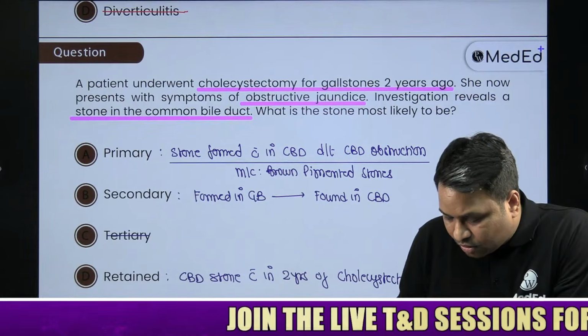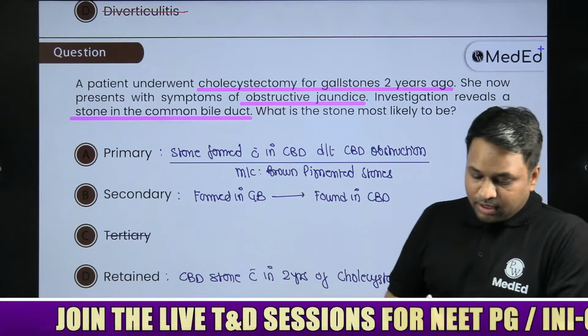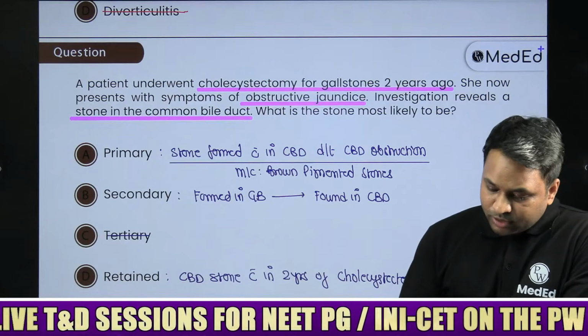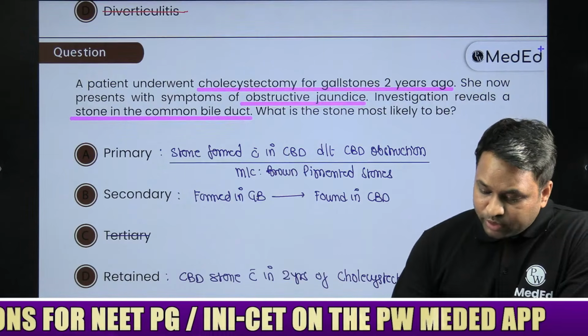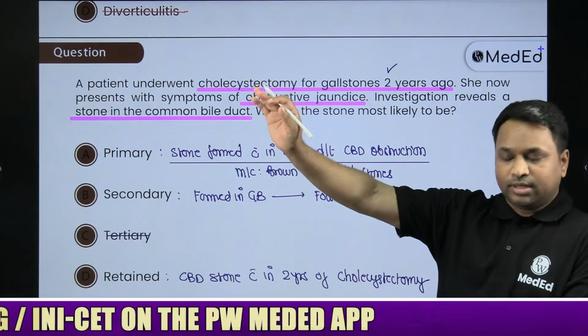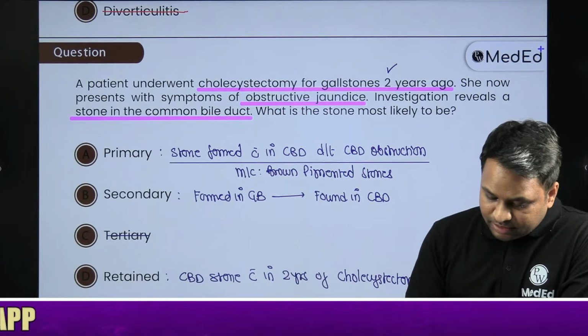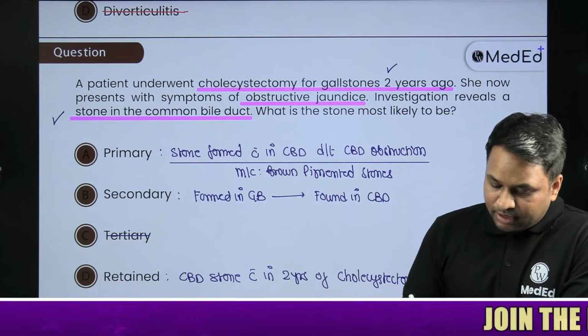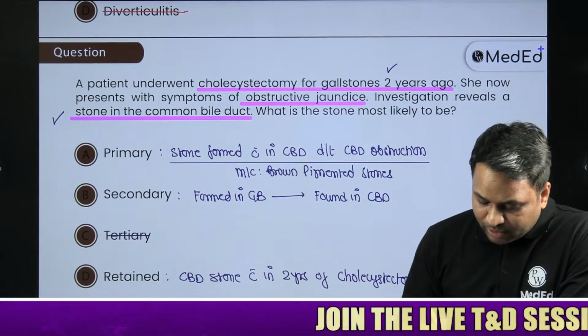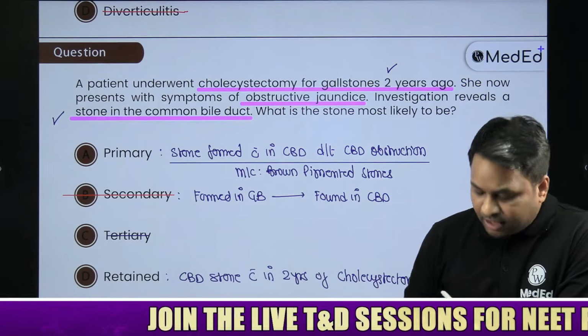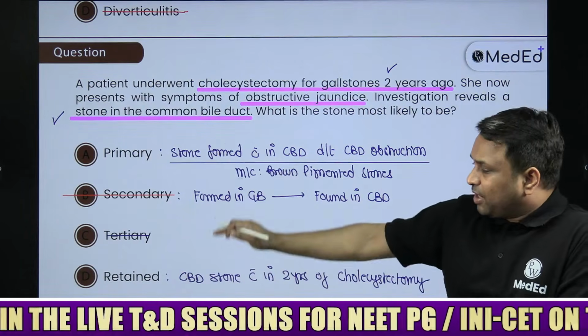Within 2 years of cholecystectomy, right? So when you look at this here, the patient had a cholecystectomy 2 years ago. So it is already beyond 2 years, right? She is now presented with symptoms of obstructive jaundice. Investigation revealed the stone in the common bile duct, right? Now, because there is no gallbladder, it cannot be a secondary stone. Okay? There is nothing called tertiary, so we are only left with primary and retained.